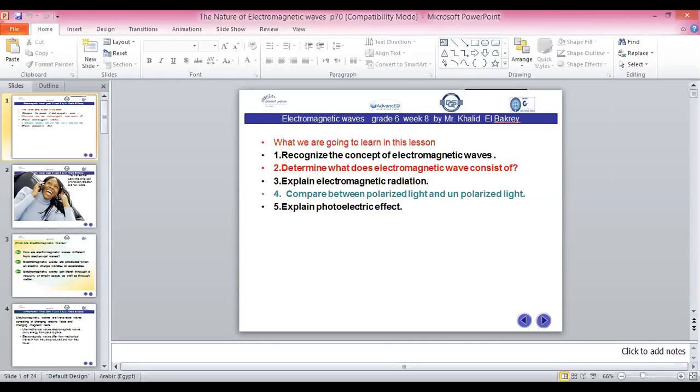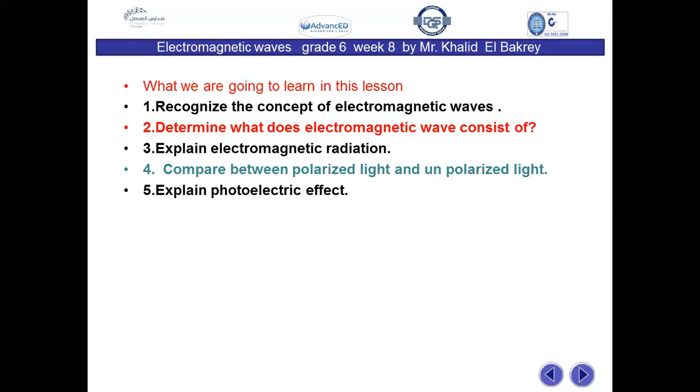Okay. What are we going to learn in this lesson? Number one, we are going to recognize the concept of electromagnetic waves. Number two, determine what an electromagnetic wave consists of. Number three, explain electromagnetic radiation. Number four, we are going to make a comparison between polarized light and unpolarized light, and also understand what is meant by polarized light and unpolarized light. Number five, explain the photoelectric effect, how it can happen, and how we can explain this phenomenon.